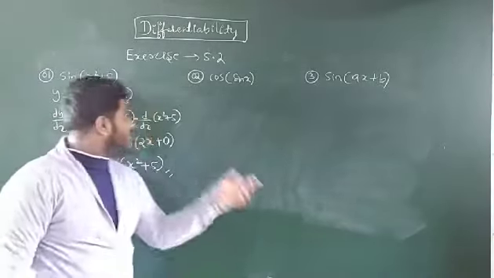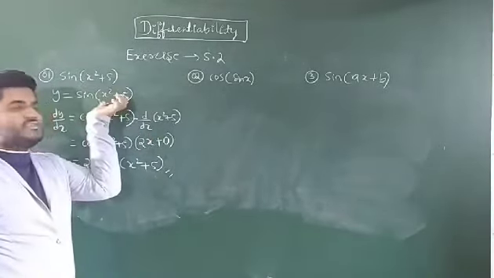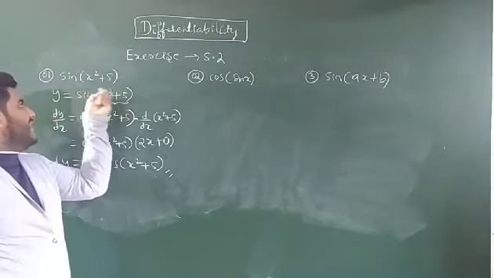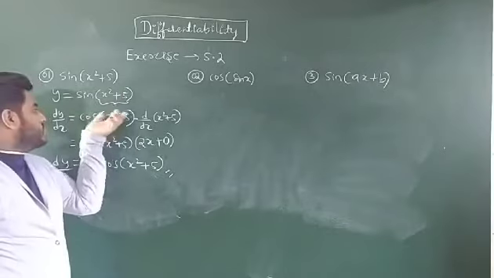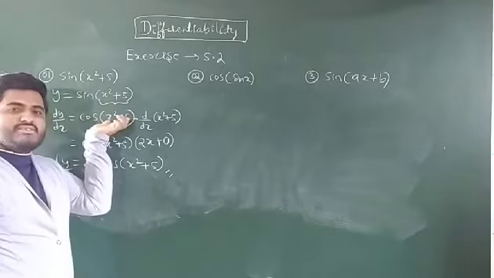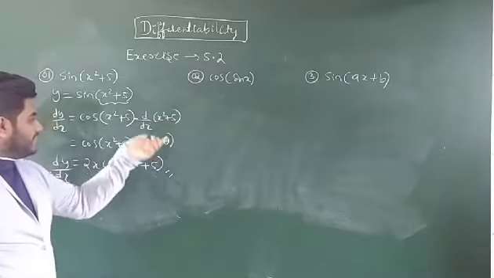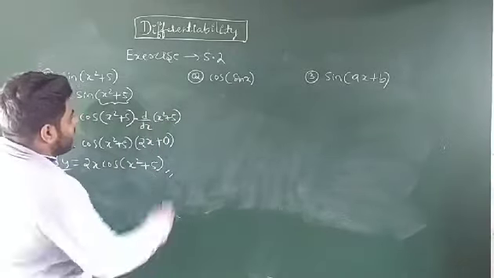I hope you understood. Take whatever the function is in the bracket, treat it as x. So take sine x, the differentiation is cos x. Whatever the function inside the bracket is, we have to take the differentiation of that one as well. This is the chain rule, right?